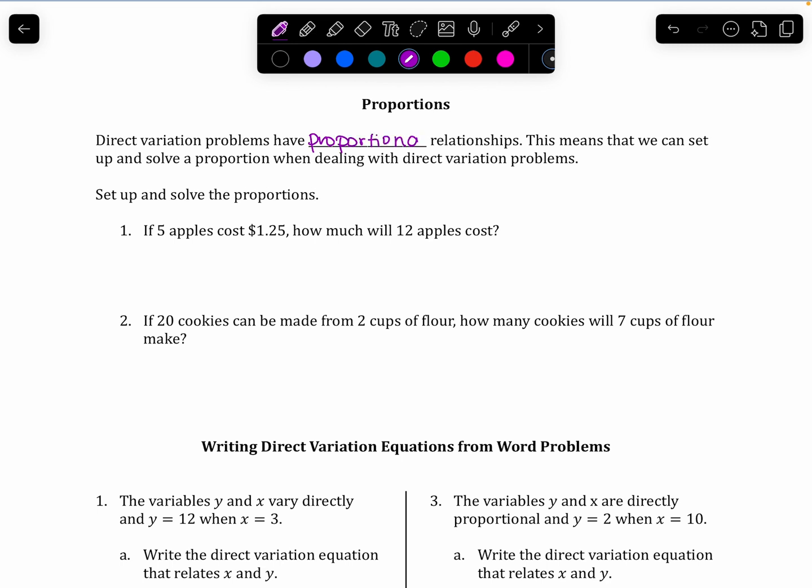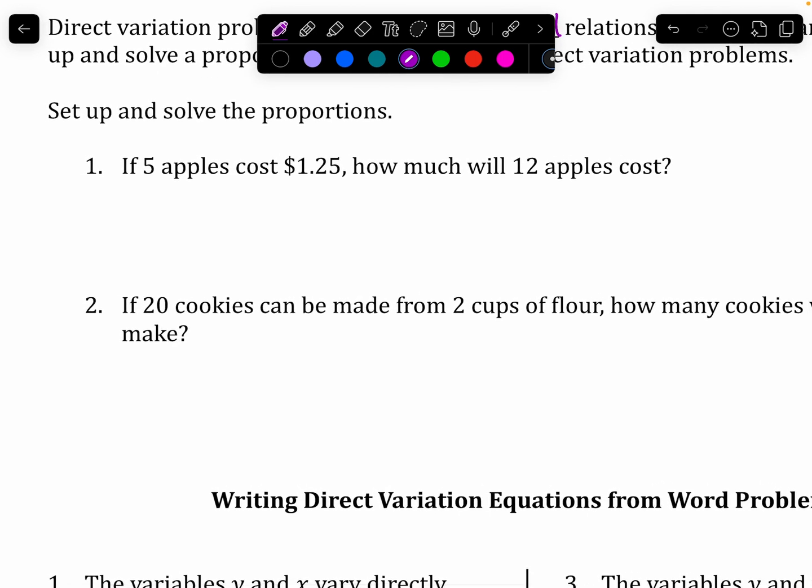Direct variation problems have proportional relationships. So I'm going to use the word proportional. Okay, this means that we can set up and solve a proportion when dealing with direct variation problems. Although we aren't going to do this with the first two examples here, when we get to direct variation problems, the problem itself might say that two things are directly proportional. So it even tells you in the directions oftentimes that your equations are proportional, or that the problem itself has a proportional relationship. Okay, so number one says set up and solve the proportions.